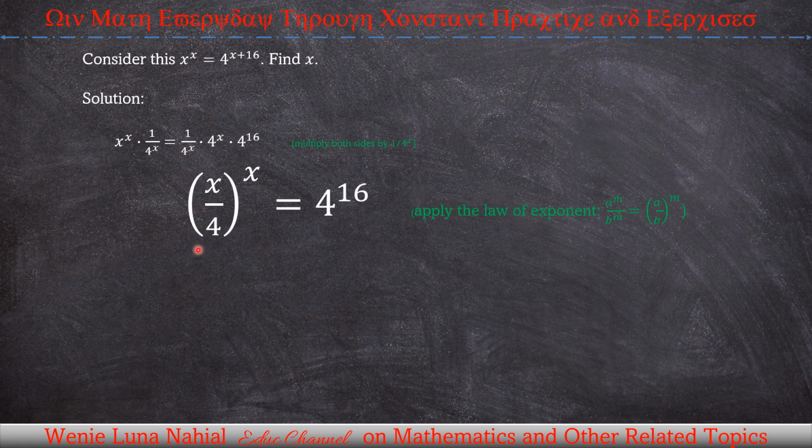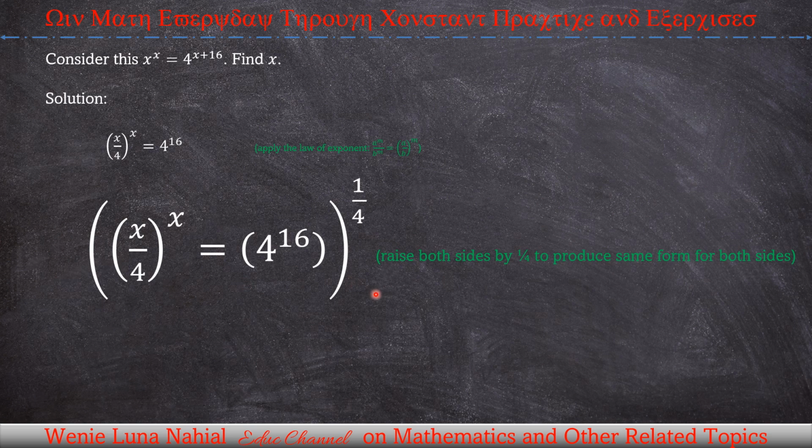Then you apply another law of exponents, a raised to m over b raised to m, because from here it is x raised to x over 4 raised to x. Applying this, you have this form at the left side: x over 4, their quotient, raised to x. So that is just the same as x raised to x over 4 raised to x. There is a purpose why we are doing this.